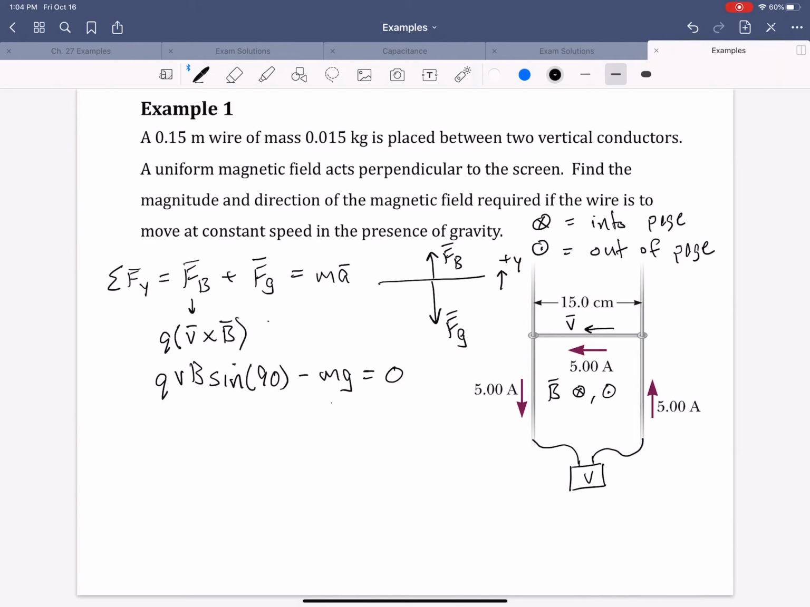So ultimately qvB equals mg. However, there's a problem now. We don't know the speed of the charges in the current across this wire. We don't know the magnitude of v. So we can't necessarily use this form, qv cross B. We can't use that form. It turns out that, thankfully, there's another form.